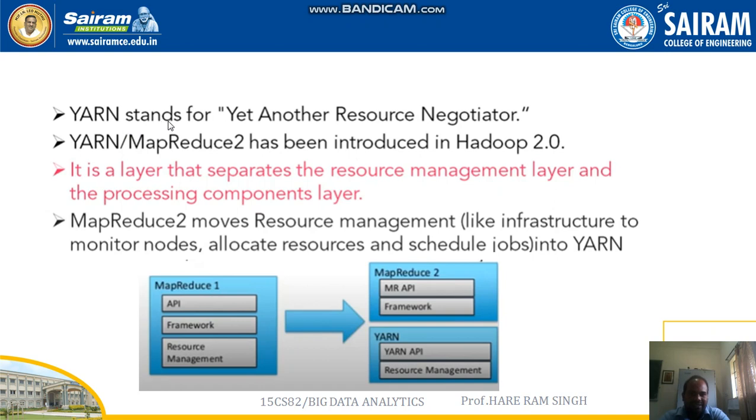What is YARN? YARN stands for Yet Another Resource Negotiator. YARN has been introduced in Hadoop version 2. It is a layer that separates the resource management layer and the processing component layer. So this is the processing component layer and this is the resource management layer. Between these two layers YARN comes.